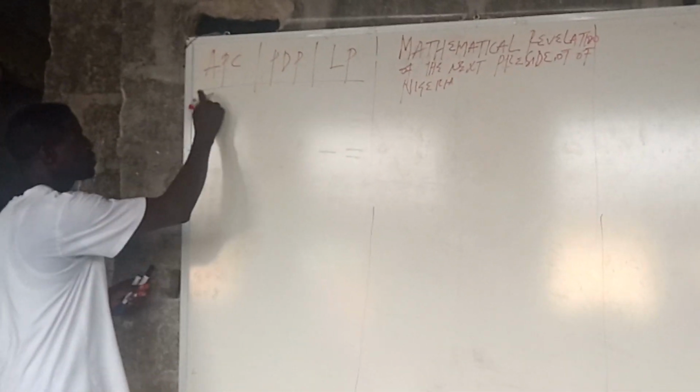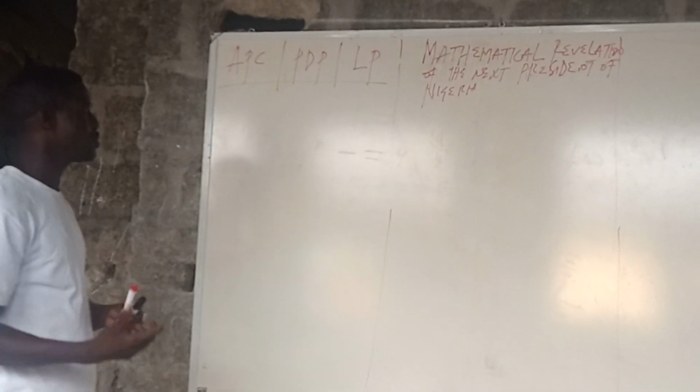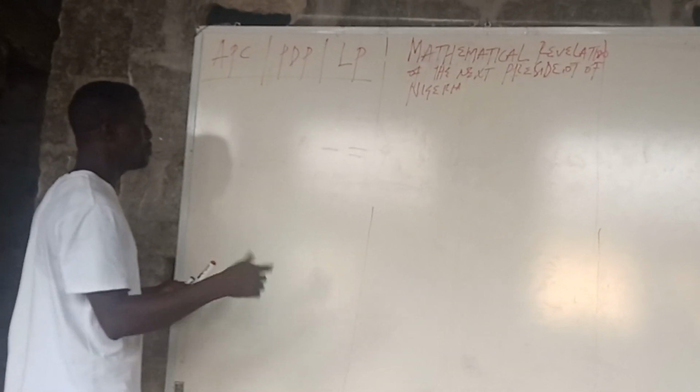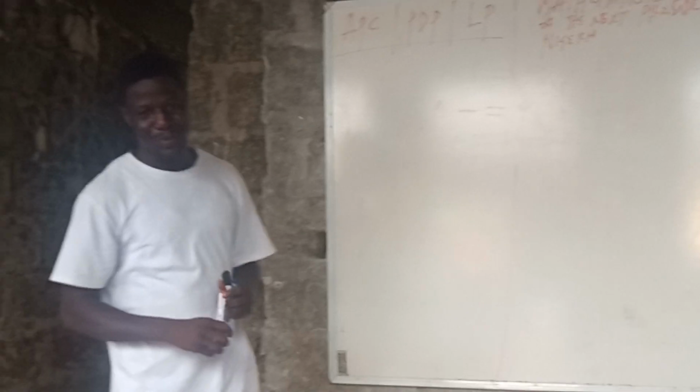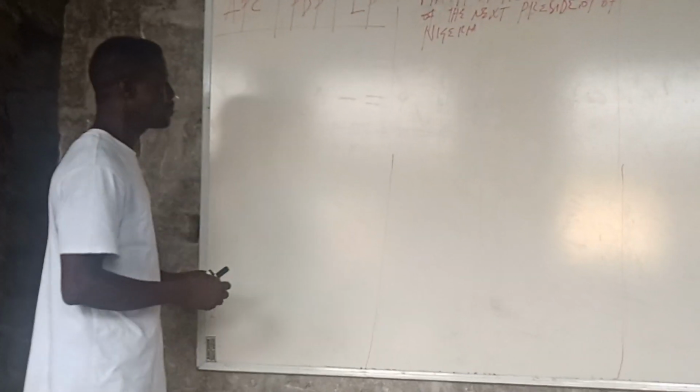Now, before we venture into using these three parties fundamentally to establish an equation and thereafter solve to know the number of supporters each of them will be having, come on Saturday, being 25th of February, when the presidential vote will be conducted.